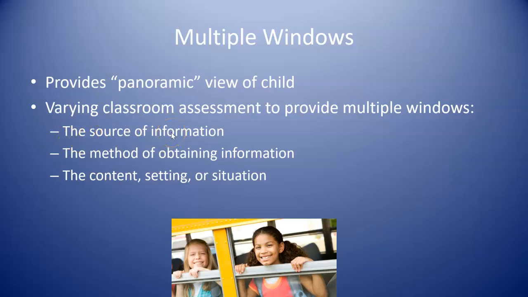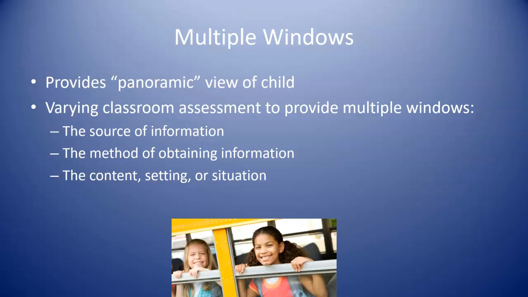So gathering direct work samples from the child, doing direct observations of the child, but also interviewing other people and gathering data from other sources. Thinking about different methods of obtaining information. So maybe using checklists, anecdotal notes, pictures, interviews of other people. Thinking about assessing in different contexts, different settings, different situations. This all will help us to get a better view of what the child truly knows and understands.